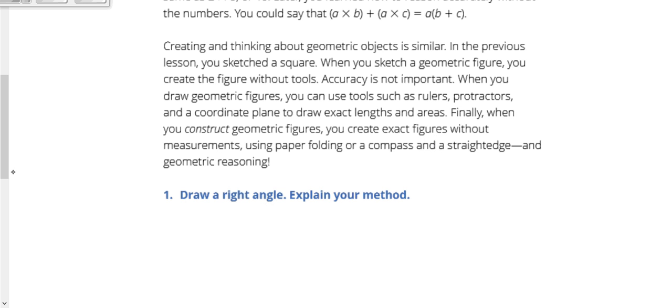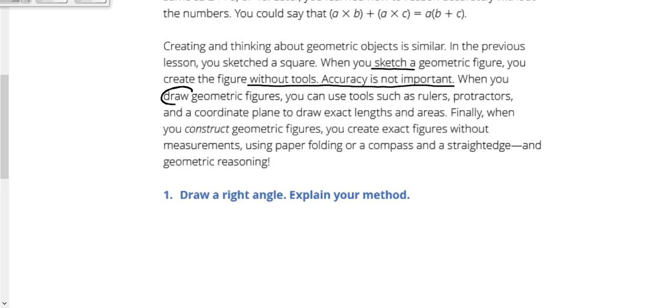So we need to make sure that you understand the difference when you're asked to do something. There are times when you are asked to sketch a geometric figure. You do that without tools, and accuracy is not important. So it's just like a quick sketch on a napkin or something like that.